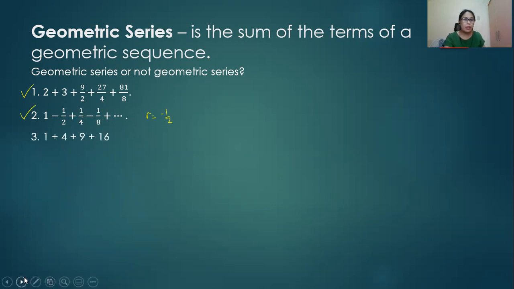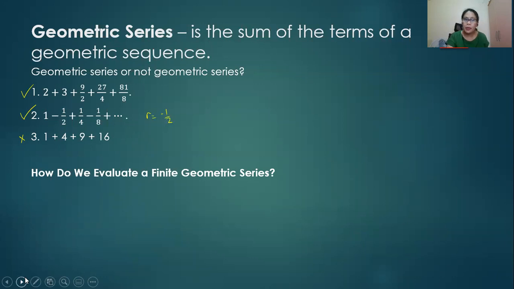Okay, for 1 plus 4 plus 9 plus 16, all of these are perfect square expressions, and this is n squared. The next term was not obtained by multiplying by a constant value. So we do not consider this as a geometric series.